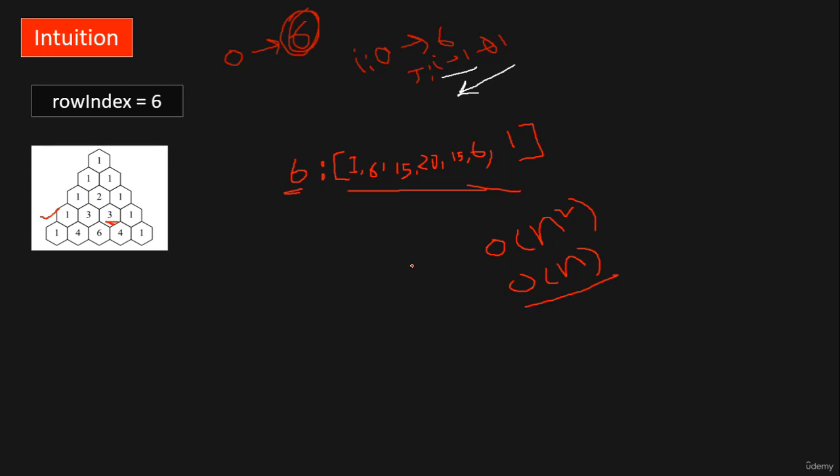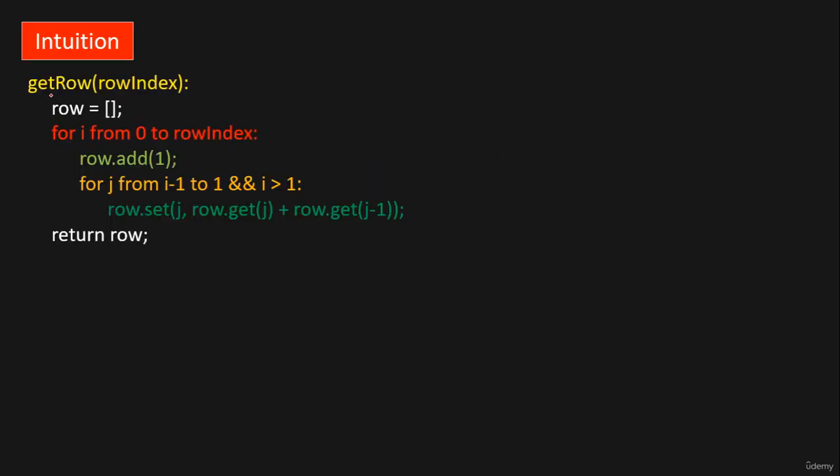Now let's see the pseudocode. This is the pseudocode to solve this problem. We have this function getRow. It takes row index as input, then we're creating a list, the row. Then we're running a loop for i from 0 to row index, and we're adding 1 for each iteration. Then we're generating our current row with the values of the previous row, because on the left we have the previous row. We'll run this loop from i minus 1 to 1. The condition is that i needs to be greater than 1. Then we're applying this formula and we're returning the row at the end.